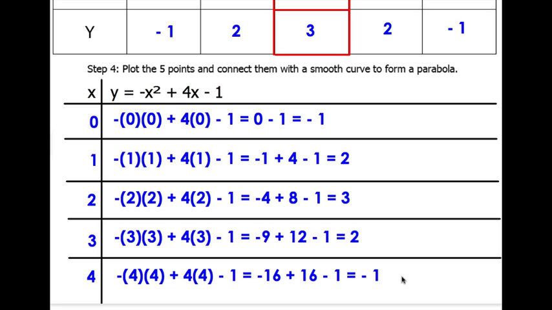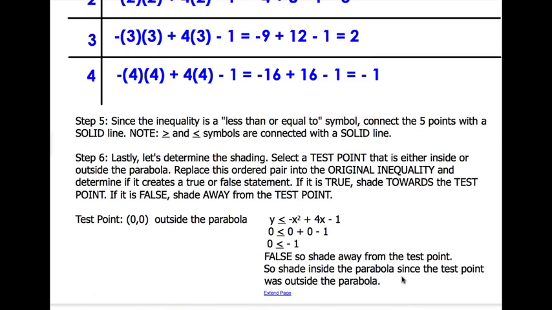So after those 5 ordered pairs have been found, you're going to go ahead and graph them into your coordinate plane. Now notice in our problem, we have a less than or equal to symbol. So when we connect those 5 ordered pairs, we're going to connect it with a solid line. And when you graph quadratic inequalities, if you have a greater than or equal to symbol, or a less than or equal to symbol, it will always be connected with a solid line. So let's take a look at what the graph looks like right now.